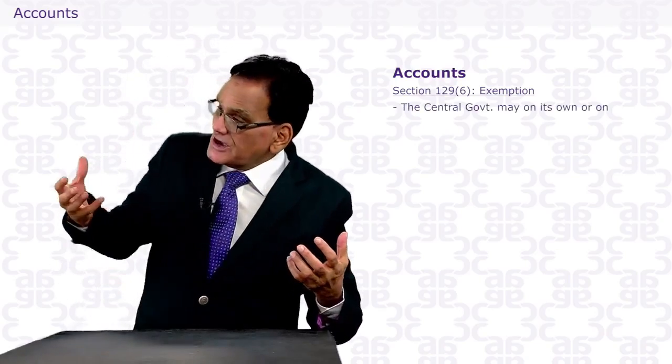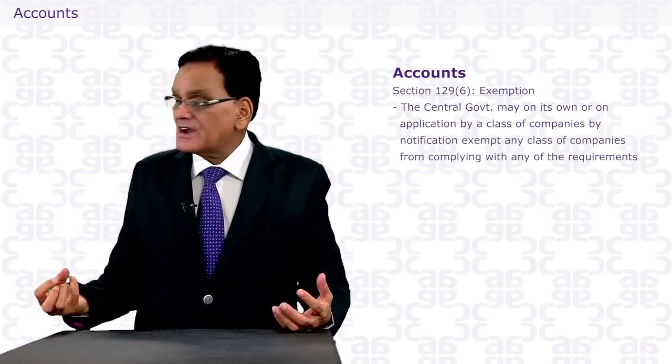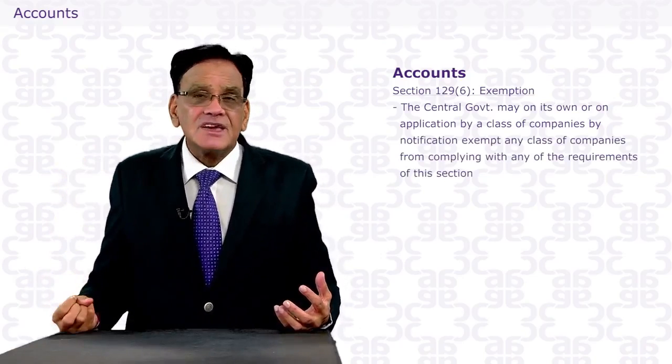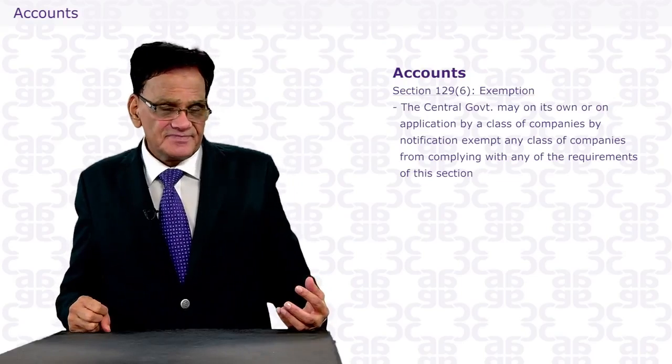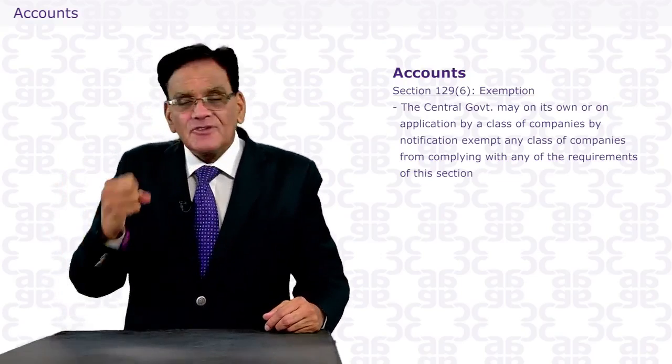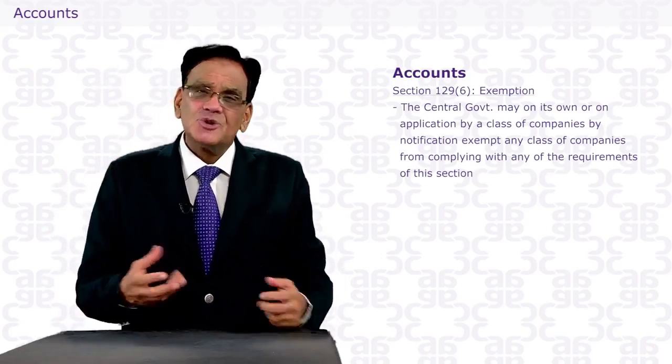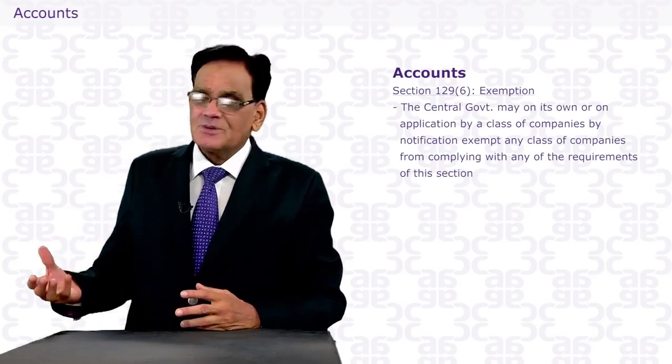From company to company, things change. To apply the law uniformly becomes cumbersome and difficult. So the law has given the right to the central government, either on its own or on the application of the specified companies. Because these are specified companies, they feel that they cannot comply with the accounting standards, as the requirement of a company is different, as the size of a company is different, as the nature of a company is different. So they can apply to the government, or the government can act on its own or on the application made by the specified companies.